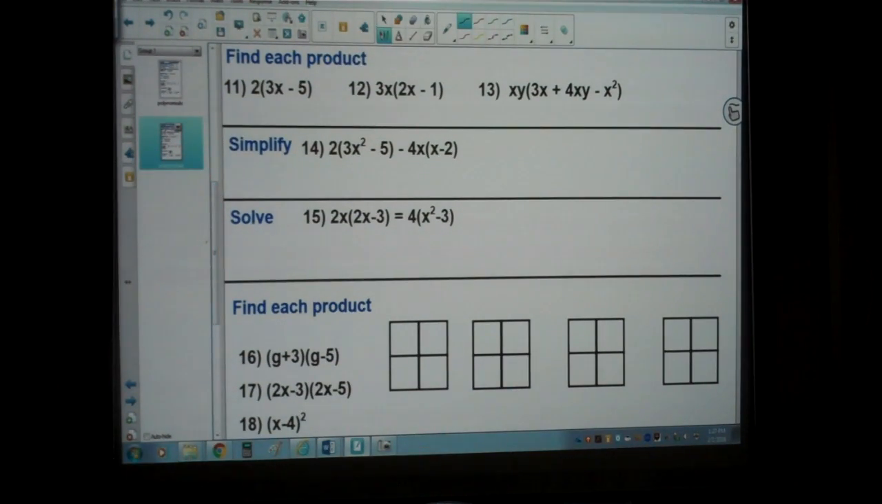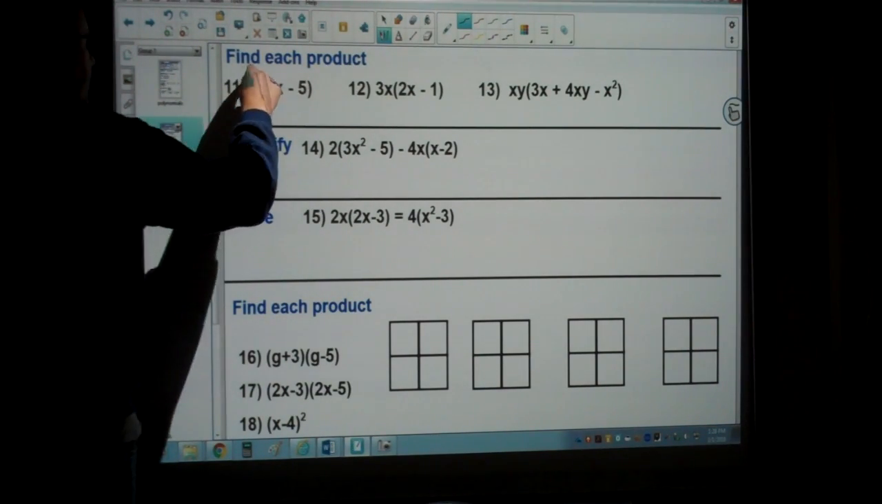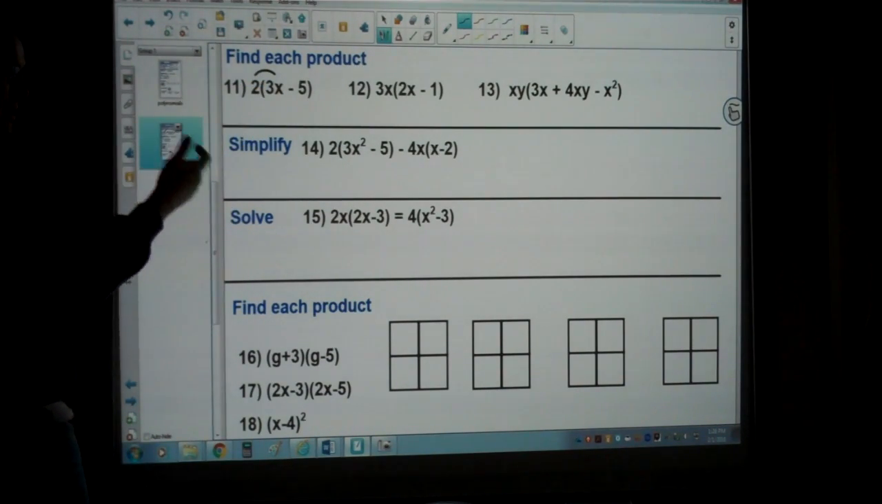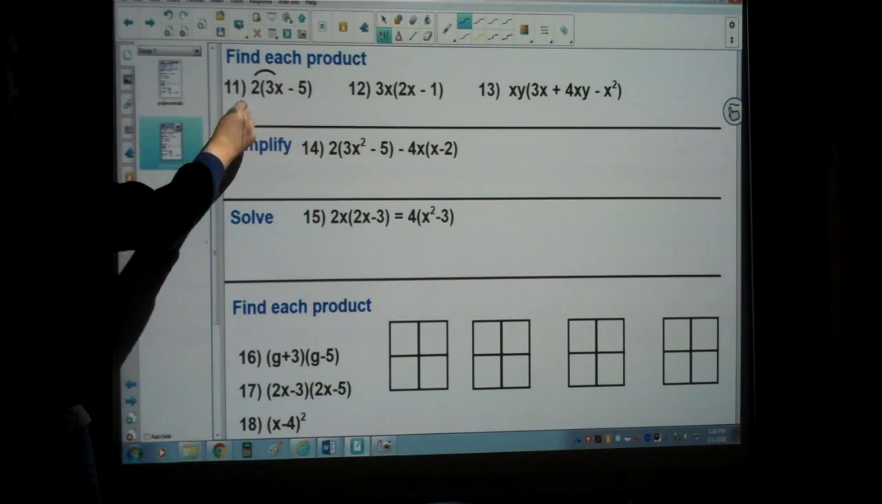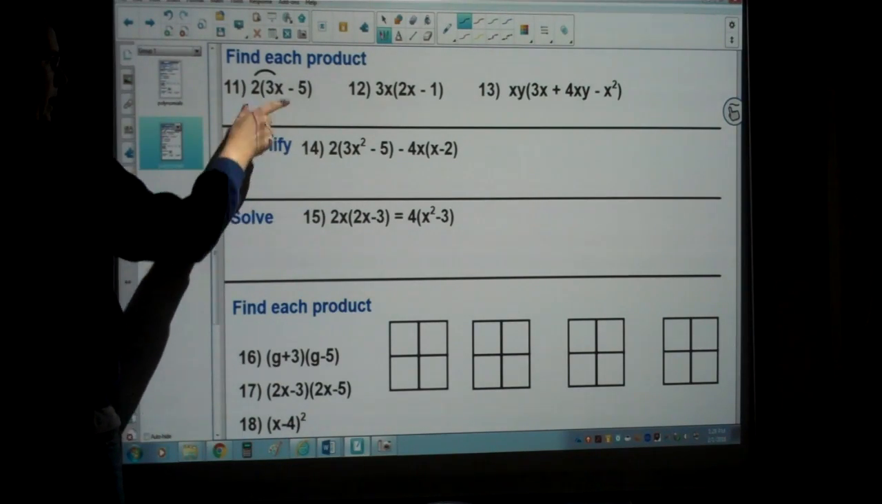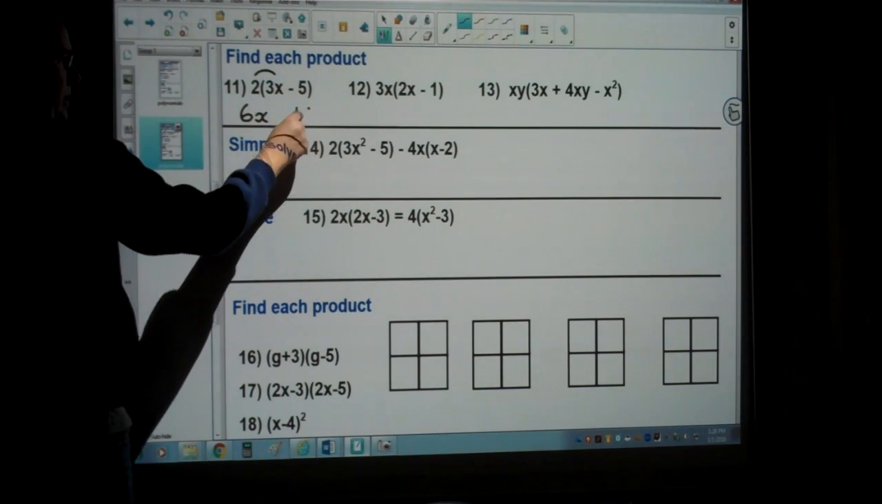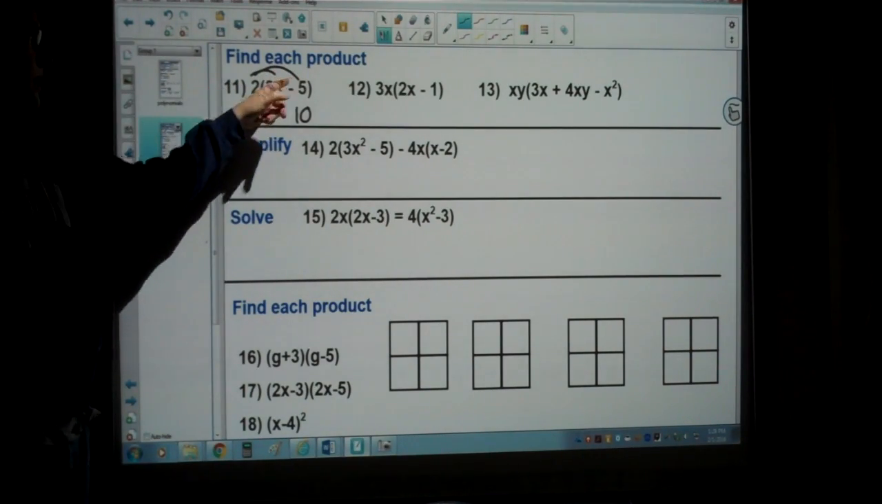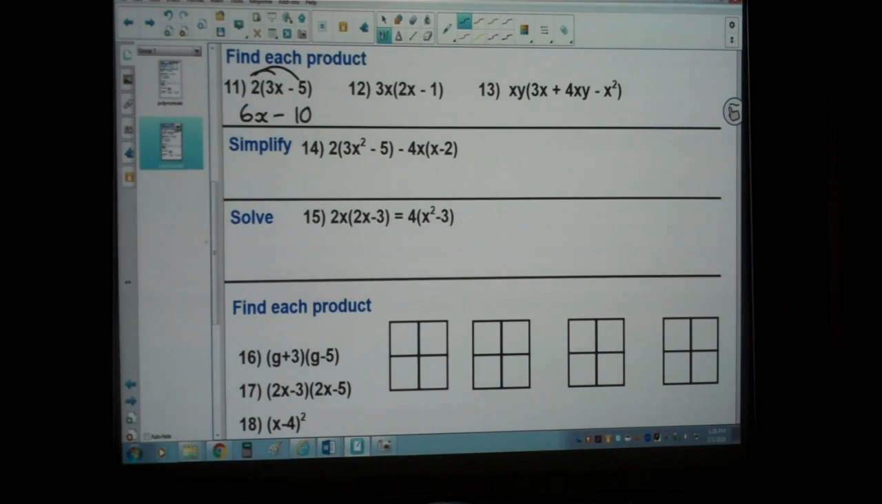Now the next questions ask you to find each product, and by finding that, what they're asking you to do really here is to distribute. So we're going to multiply each term together, so 2 times 3x, numbers first and letters second in alphabetical order when we're doing this, so 2 times 3 is 6, and then there's an x. 2 times 5 is 10, and there's a subtract sign there. Now you could just say 2 times negative 5, and that would also give you negative 10 if you prefer.